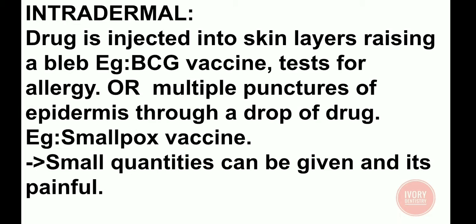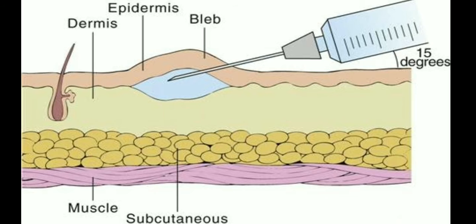Test for allergies or multiple punctures of epidermis through a drop of drug. Example, smallpox vaccine. So the small quantities were given by this route and it is very painful. See, you can observe a bulb which is like a bubble on the skin.